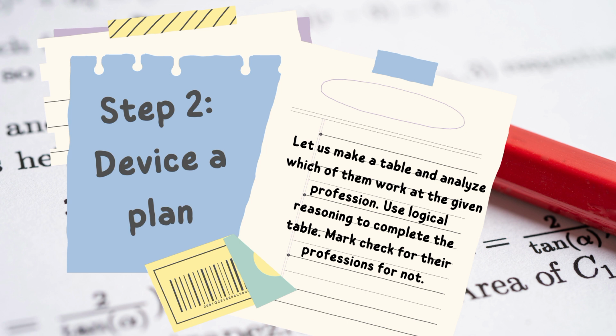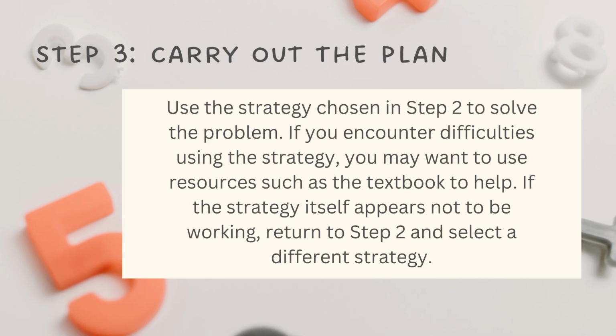Let us make a table and analyze which of them work in the given profession. Use logical reasoning to complete the table. We will mark a check for each of their professions. We mark a check so that we can eliminate the wrong options, then we will be left with our sure and final answer.